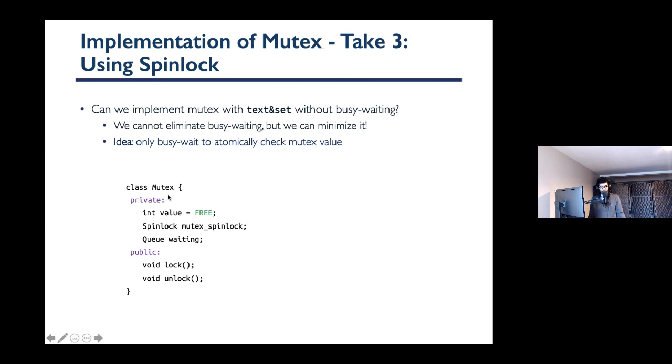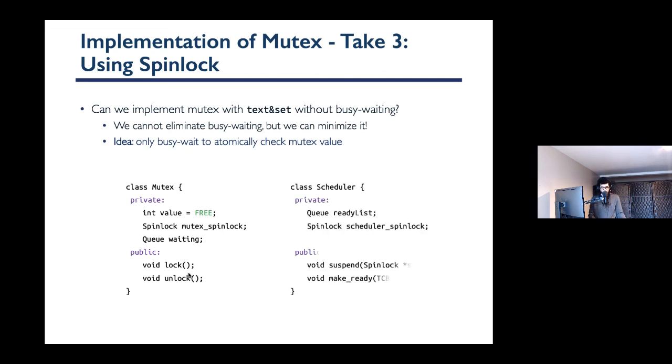I'm going to have class Mutex have 3 elements this time: a value, a spin lock, and a queue. So compare this to take 2.5, where you had a value and a queue. Now I added a spin lock to my Mutex, and again the same 2 functions. Now I'm going to add a... Oh, I only have 2 more minutes. I'll see what I can do.